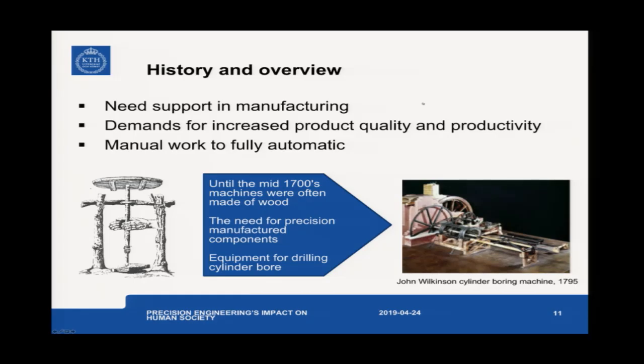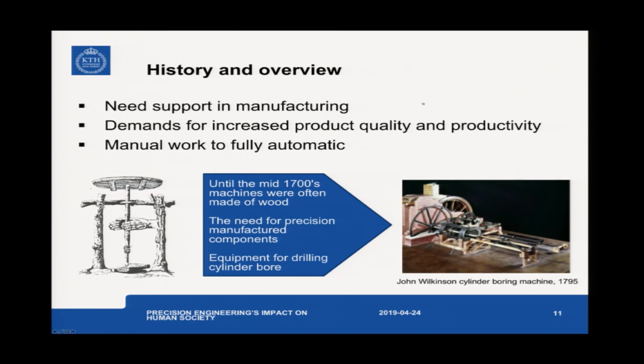Continuing a bit, we have said that the need for manufacturing of parts and components was a driver as well, especially in the modern era, since the Industrial Revolution started. Higher product quality and productivity is connected, of course, there. Manual work to more fully automatic work were also drivers. So we needed more machinery that was assembled in a way that could be more precise than human work.